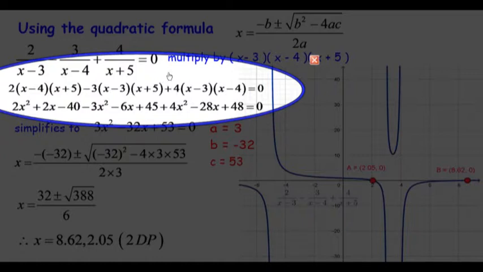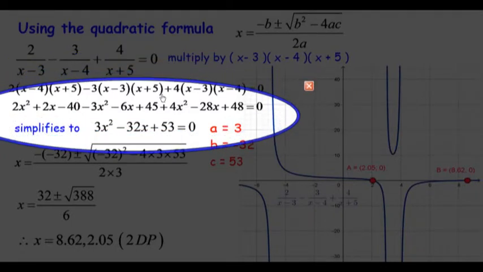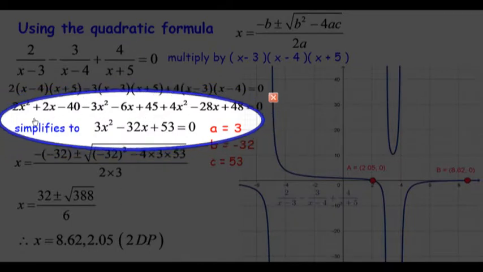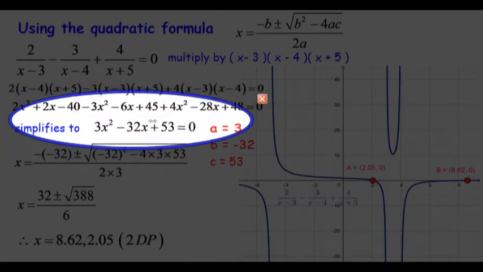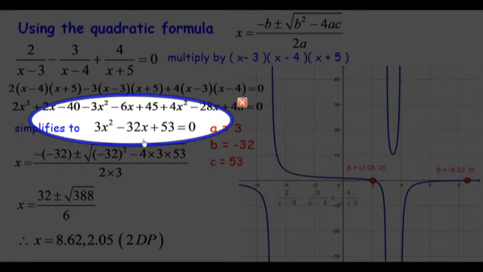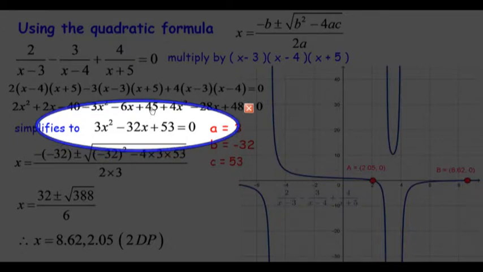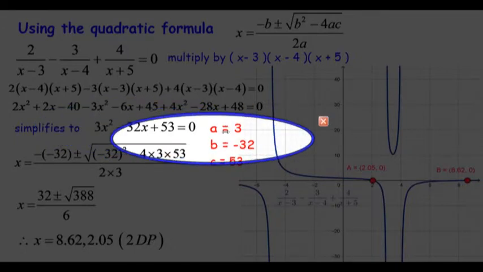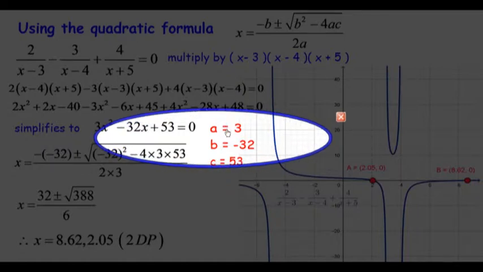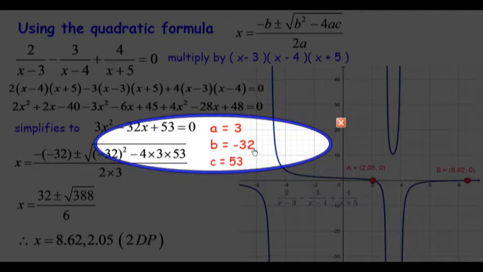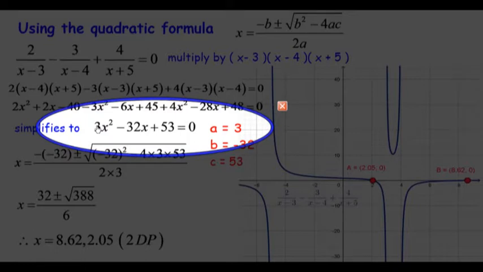Now we obviously need to expand these out and collect up the like terms. Eventually it turns into 3x squared minus 32x plus 53 equals 0. So here's our quadratic equation. You can see our a, b, and c: a is 3, b is minus 32, and c is 53. These are the coefficients. A, b, and c come from the general quadratic equation ax squared plus bx plus c equals 0.